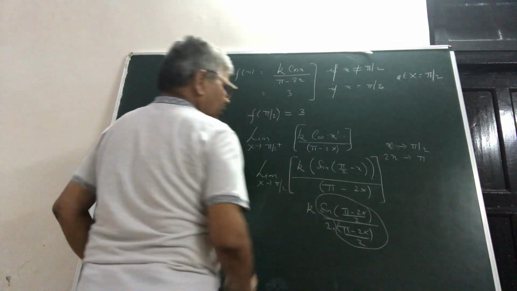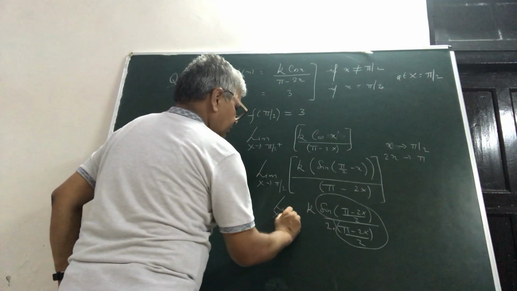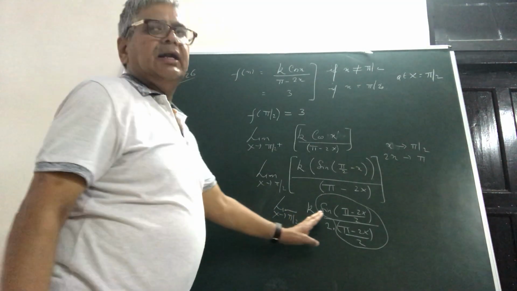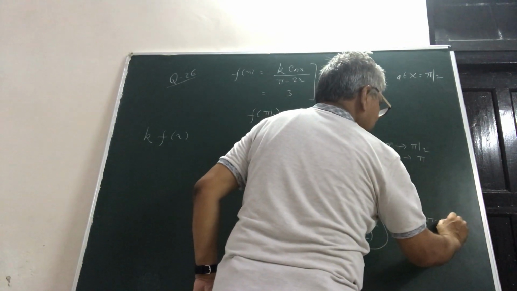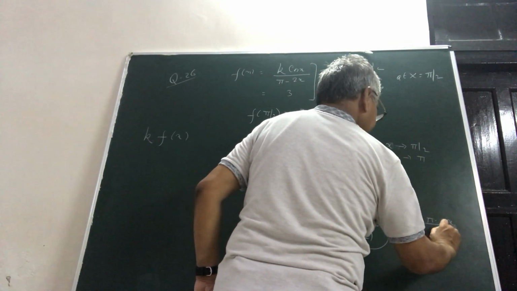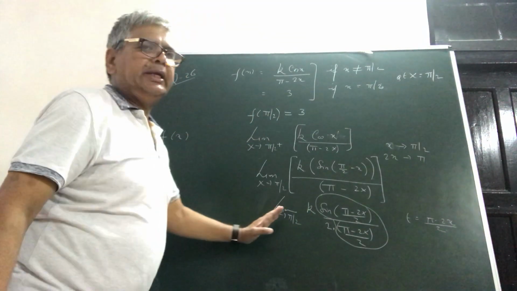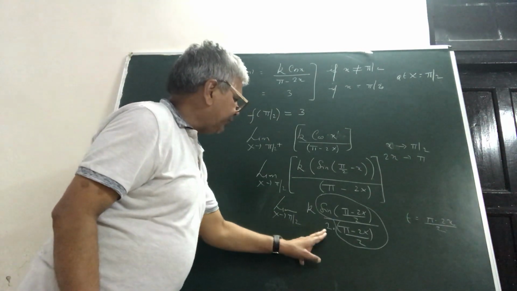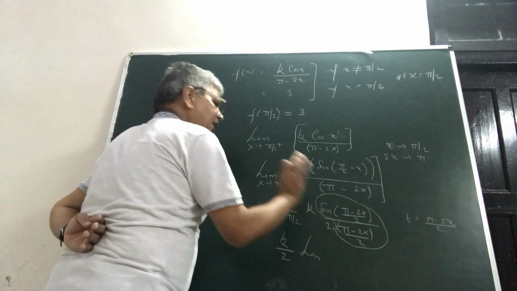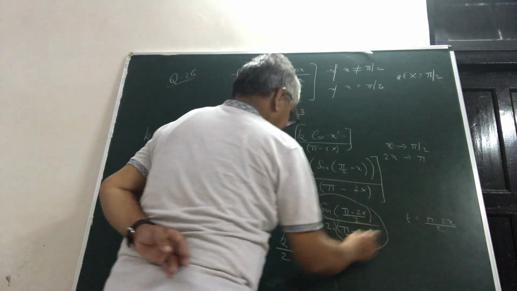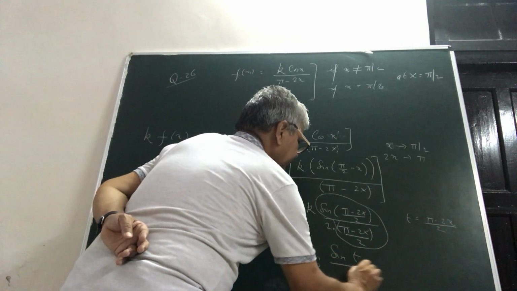K by 2 is a constant, and limit x tends to pi by 2. Now we know this, then what you do? You put t is equal to (pi minus 2x) upon 2. So this thing will become what? Now k can be taken outside, k by 2 let us take outside, and then this becomes how much? Let us see. If we write the whole thing in terms of t now, sine t upon t.